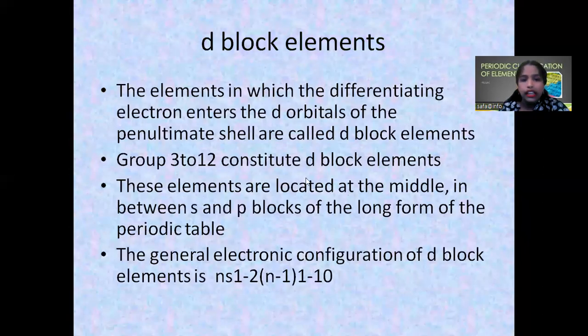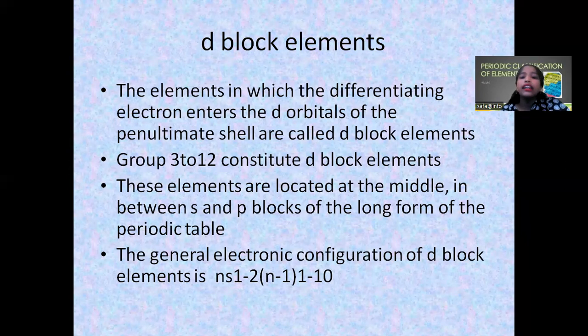D block elements: the elements in which the differentiating electron enters the d orbitals of the penultimate shell are called d block elements. Group 3 to 12 constitute d block elements. These elements are located in the middle, in between the s and p block of the long form of the periodic table. The general electronic configuration of d block elements is ns1 to 2, (n-1)d1 to 10.